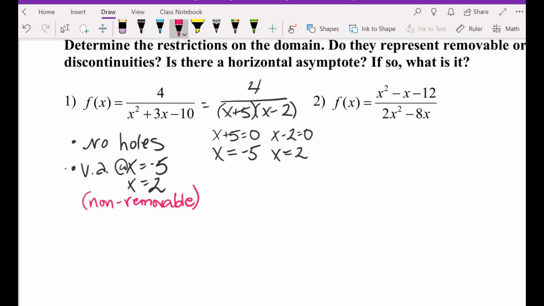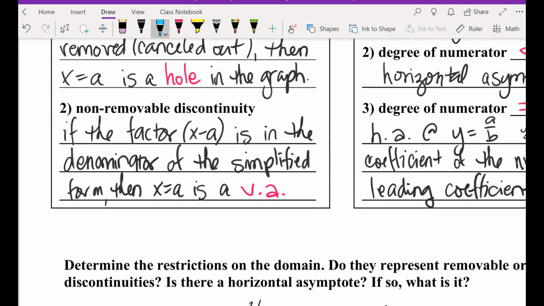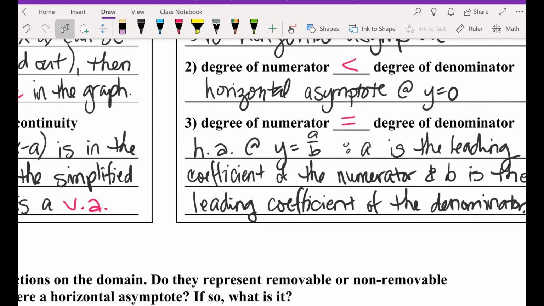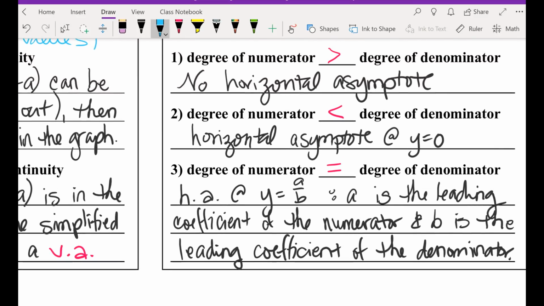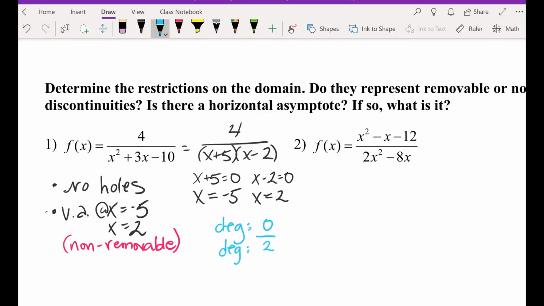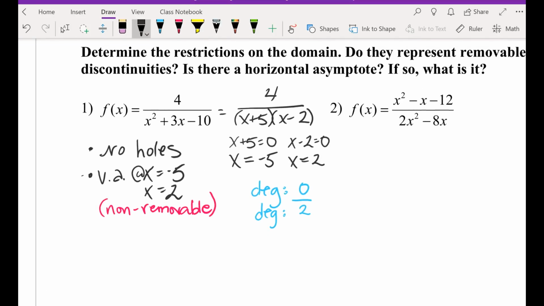All right, the last thing I need to do is look for the horizontal asymptote. Well, the degree of my numerator is 0 because there isn't a variable. The degree of the denominator, if we look, the highest exponent is 2, so it's 0 over 2. If 0 is equal to 2, it would be condition number 3. But we know that it's not. We know that 0 is less than 2, so we have a horizontal asymptote at y equals 0. And that's all we had to do.